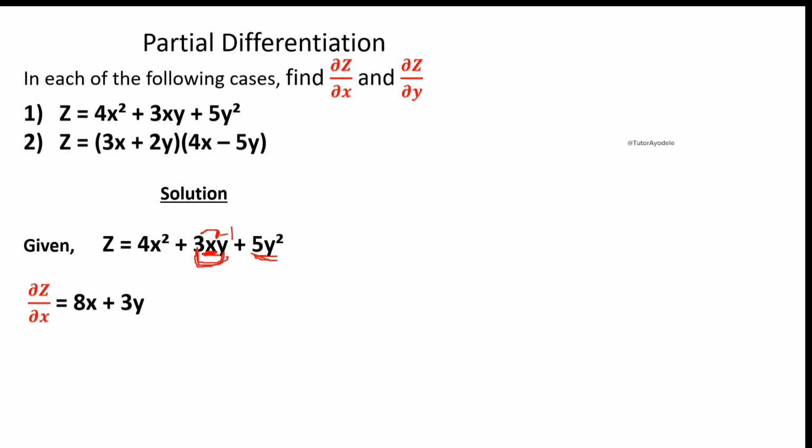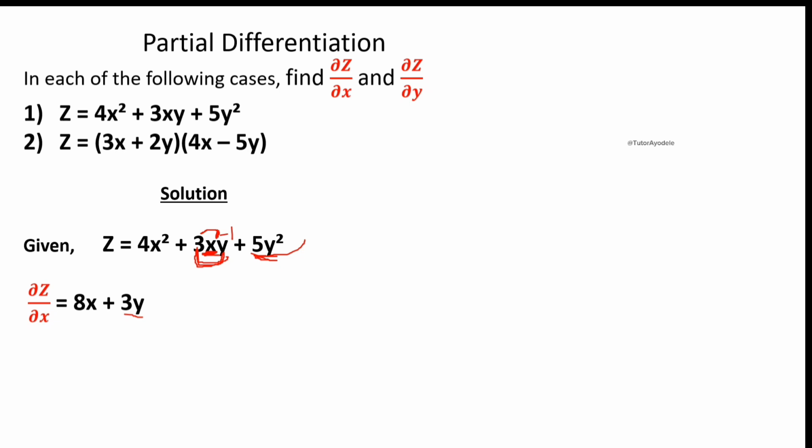Because any variable or any number, when we say variable, we mean all those alphabets you normally see in mathematics, such as x, y, z, all those things, raised to power 0 will give us 1. So that is how we arrive at 1 there. So 1 times 3y will give me 3y. That is how we arrive at 3y here. Okay, and this other one has already changed to 0. So that's the partial derivative of z with respect to x.